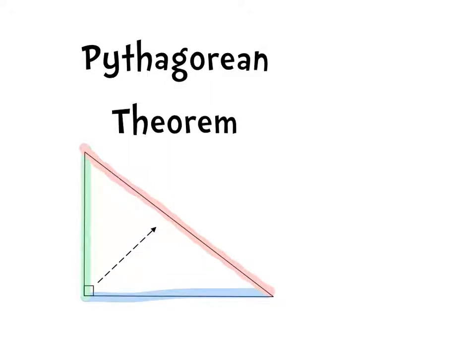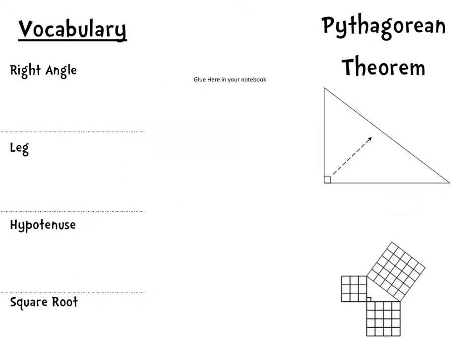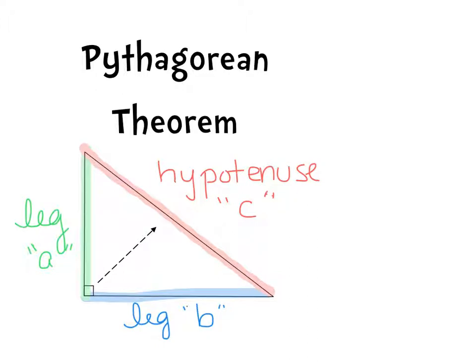In today's lesson, we're going to be looking at the Pythagorean Theorem. In your foldable, go ahead and look right in this area in the cover, and we're going to start labeling this. In your right triangle, go ahead and label one leg, leg A, the other leg, leg B, and then the long side, call it hypotenuse C.